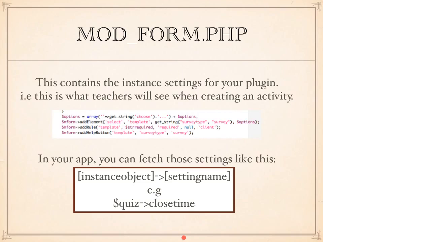So in most of the modules, you can just create an instance of your object, an object that represents your instance. So in the quiz, it's just quiz, and then you just access it as a member of that object variable.